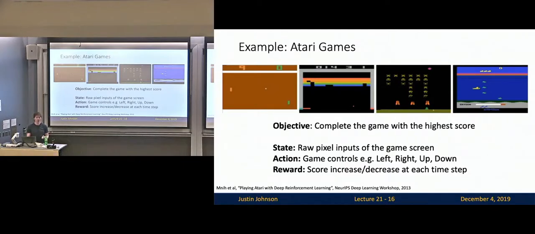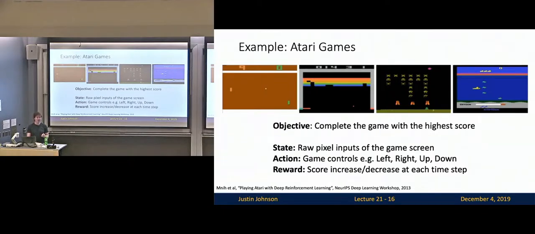And now the reward is the instantaneous increase or decrease in score that the agent receives at every time step of the game. This example is kind of interesting because the state is actually only giving us partial information about the environment, right?